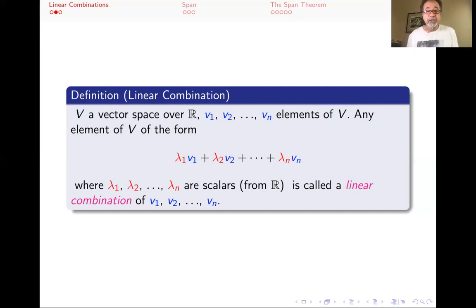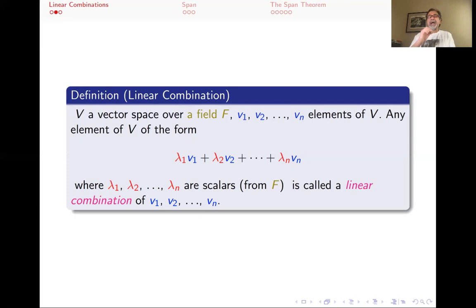You have to find a linear combination of a bunch of elements, and you do that by multiplying each of them by a scalar, possibly 1, possibly 0, possibly something else, and then adding them together. One thing I want to say is that we didn't really have to have the scalars be real numbers. The same definition would work over any field.